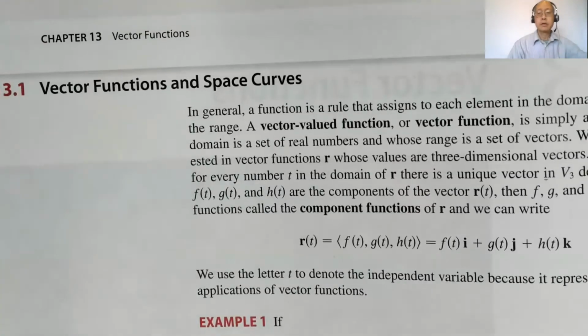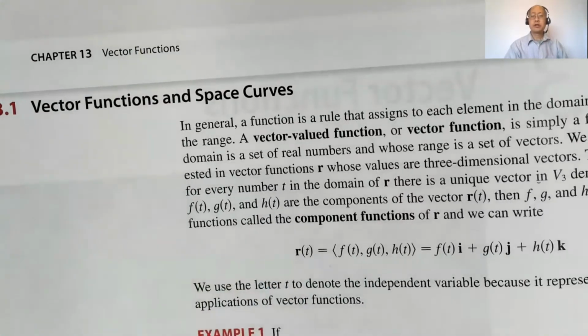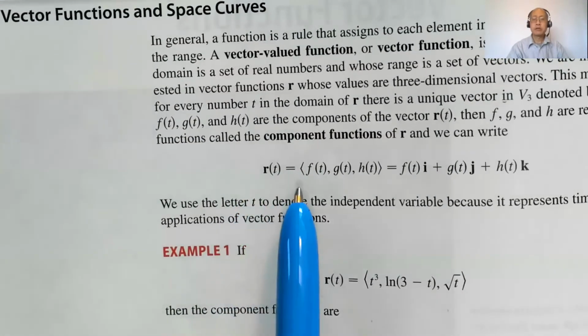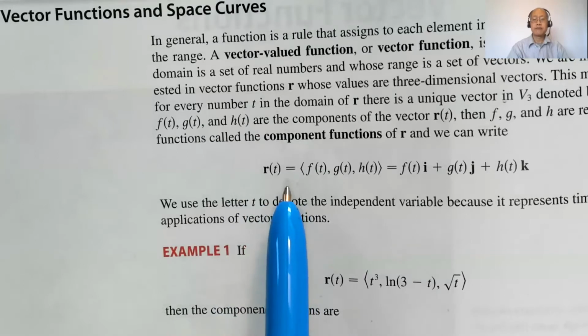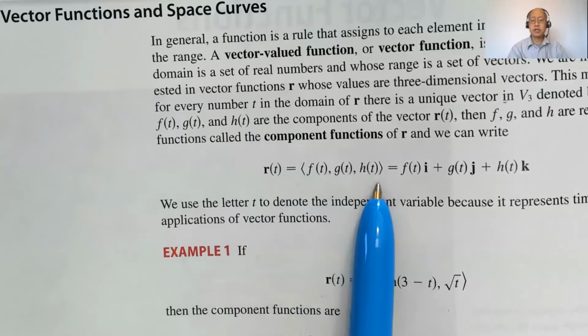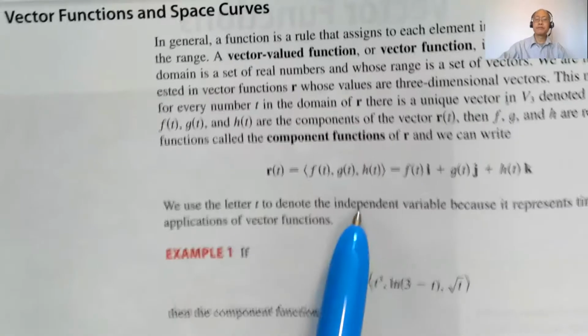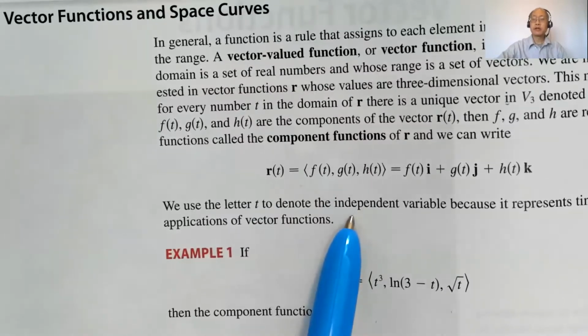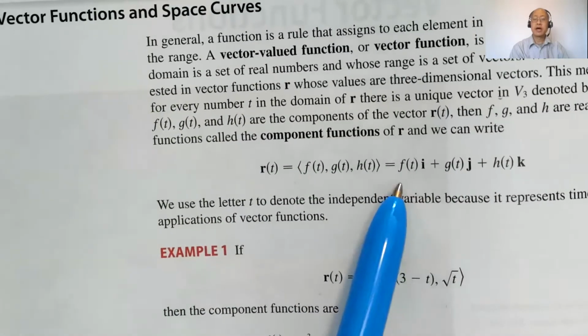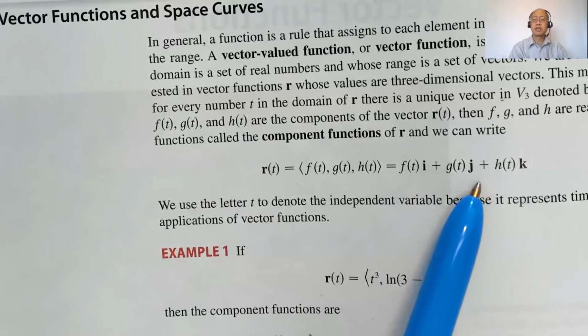Okay, so a function r of t, it's a vector. There's actually three parts to it if it's a 3D type of function. You see f of t, g of t, h of t. These are all functions of t normally because it stands for time. So your position vector, r of t, can be thought of as f of t i plus g of t j plus h of t k.